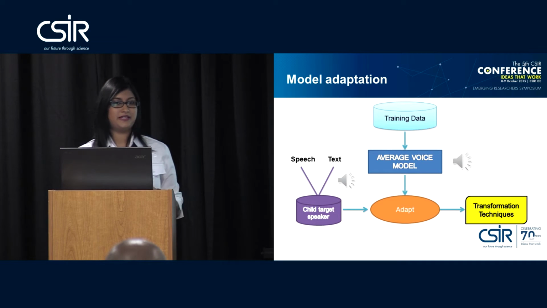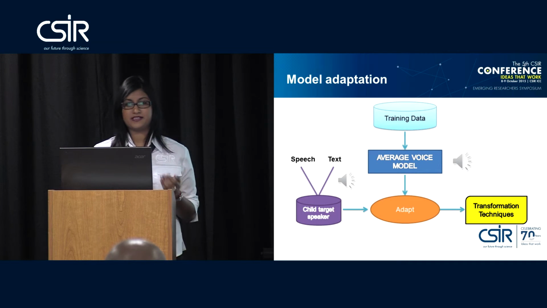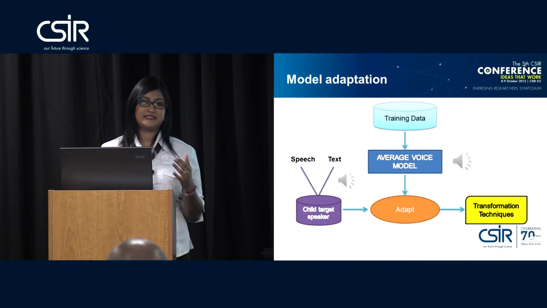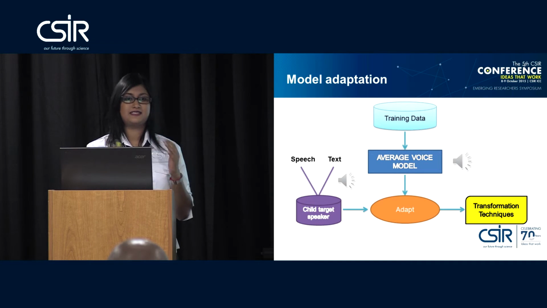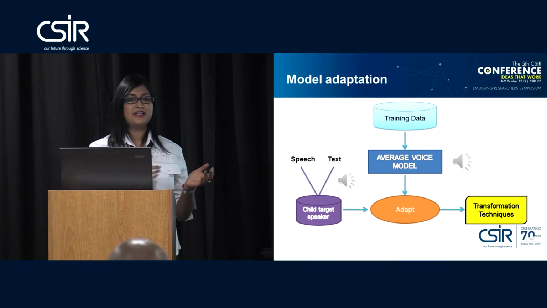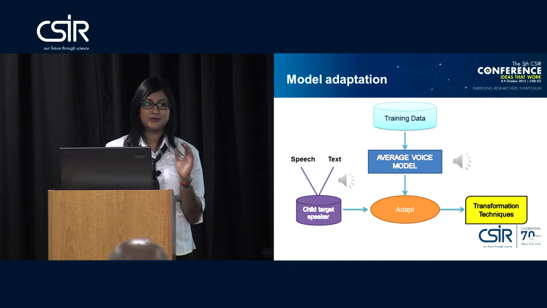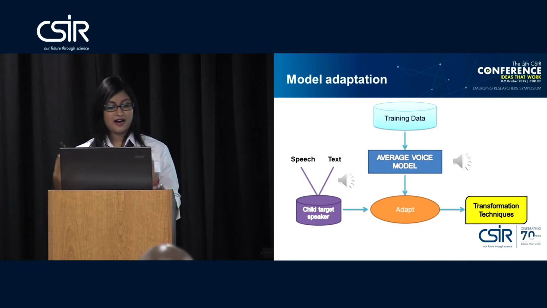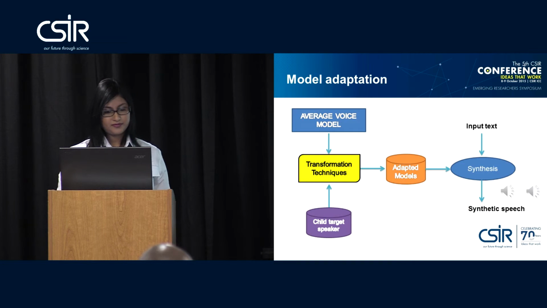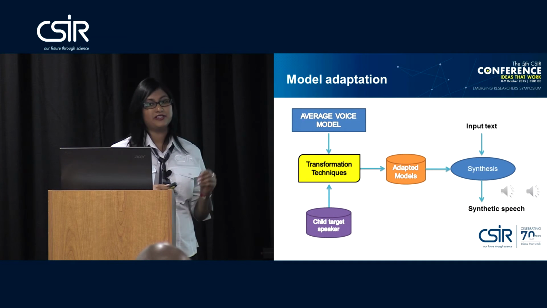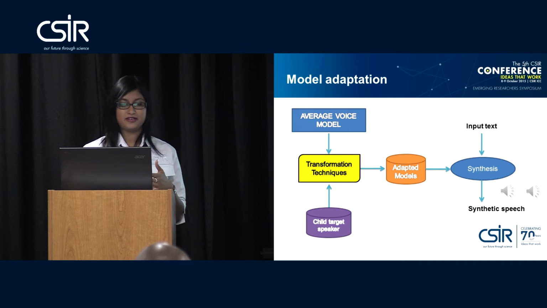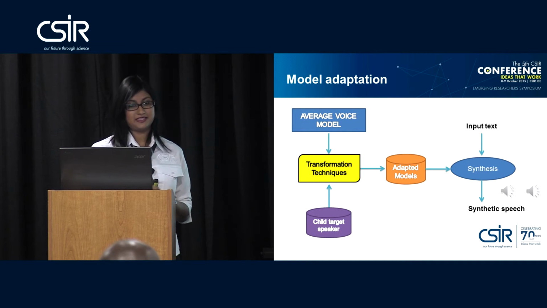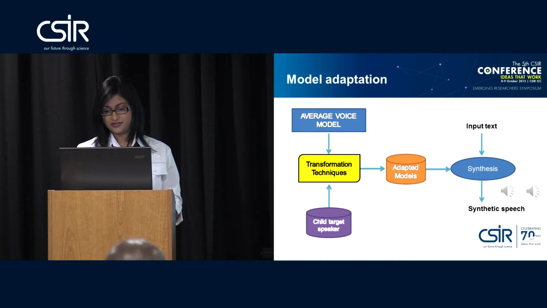So the way in which we adapt it to sound like this target speaker is by applying a transformation technique. So what the transformation technique does is it estimates certain statistics in the adaptation data in order to determine exactly how much we need to adjust this average voice model so that we can make it sound like our target speaker. And once we have applied our transformation technique, we then end up with adapted models, which we then use at synthesis stage, which produces our synthetic child speech, which sounds like this.